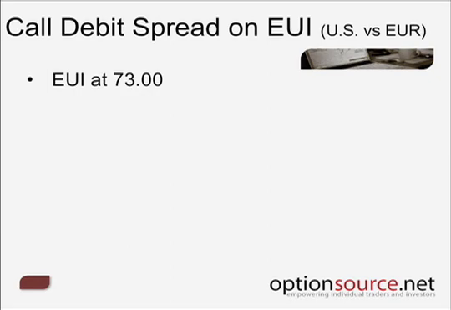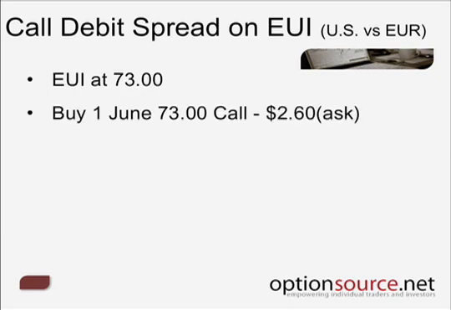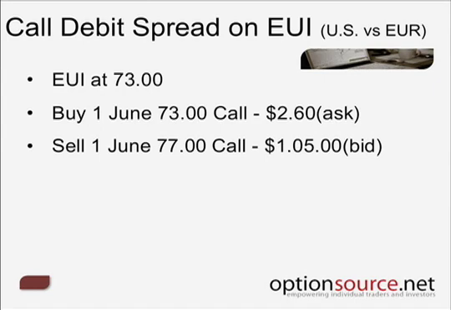Well, with the EUI trading at 73, we could buy one June 73 call and pay out $2.60. But at the same time, we could look at perhaps an overhead target of 77, and we could sell that 77 strike and collect $1.05. In this case, what we've done is lower the cost basis of this particular strategy from what initially would be $2.60 all the way down to $1.55.